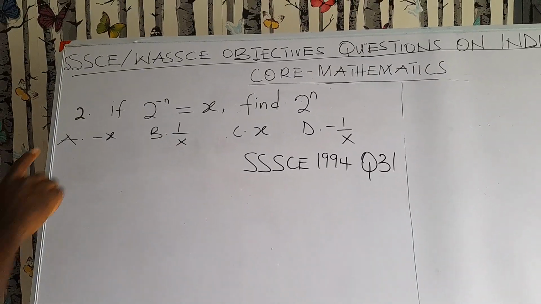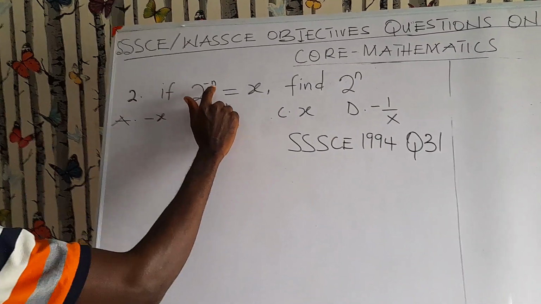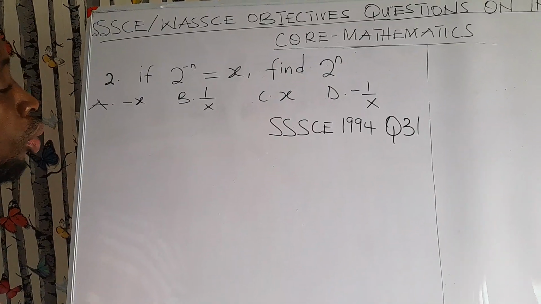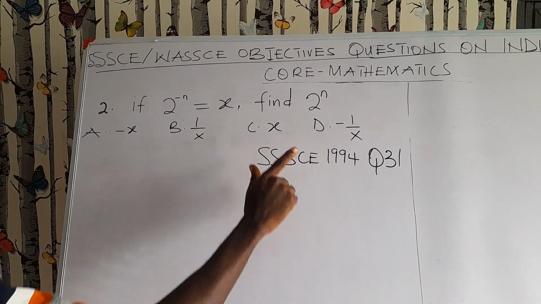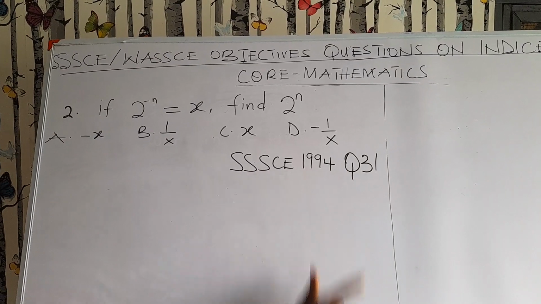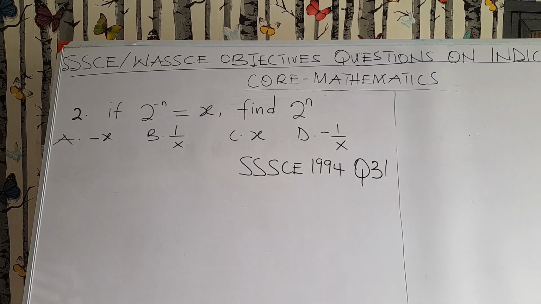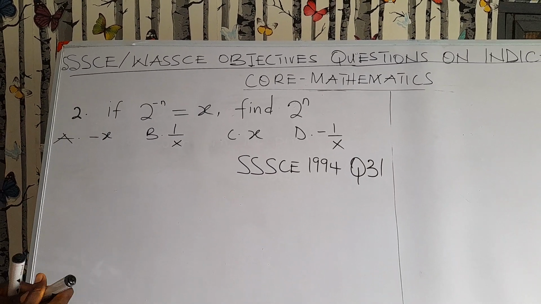Yeah, so let's solve the next question. They say if 2 exponent negative n is equal to x, you should find 2 exponent n. And these are the possible answers. This is SSSCE 1994 question 31. So let's try to solve. Please pause the video and see if you can get the answer.